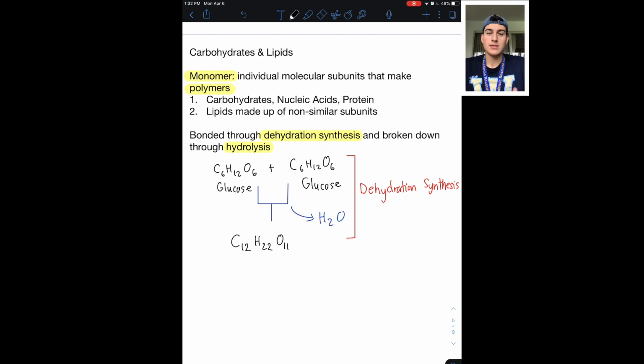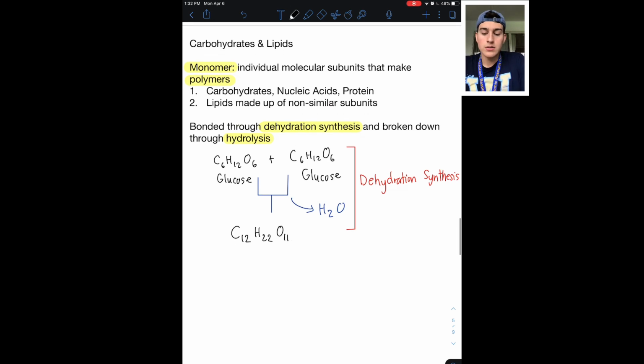They're not made up of the same subunit. For example, we're going to go over this in detail later, but lipids are made up of glycerol and fatty acids, and those are two different things. However, carbohydrates are made up of the same thing, like monosaccharides. So in order to connect two different monomers together, we do something called dehydration synthesis. Dehydration synthesis is when you have two monomers bonding together and a water molecule leaves.